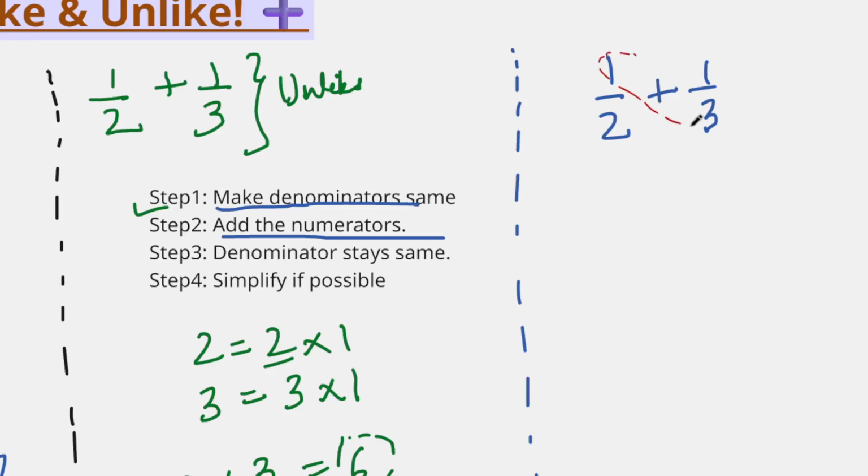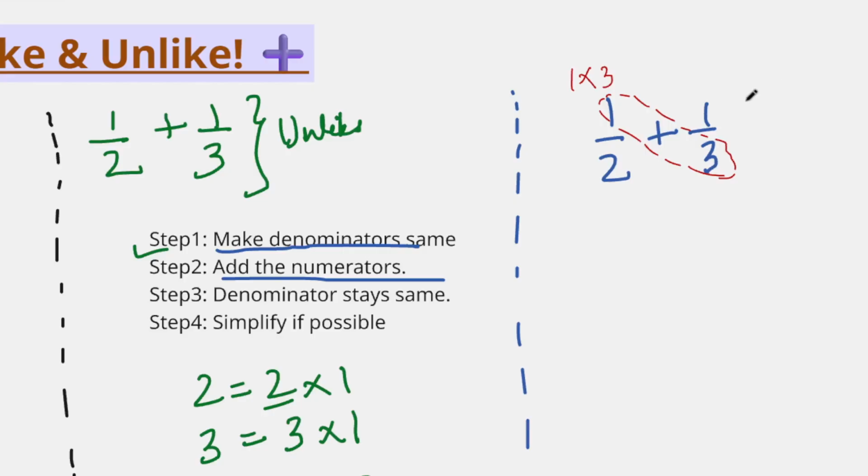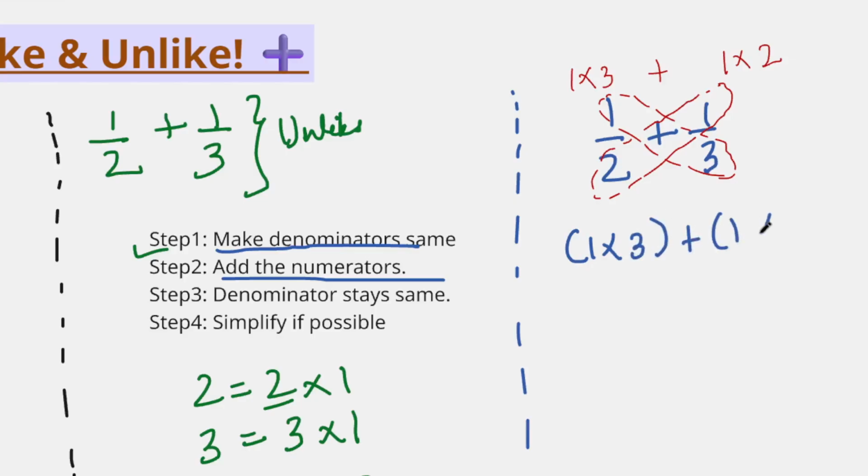We multiply these numbers. So the numerator of one fraction will be multiplied by the denominator of another fraction. The same thing will be followed next: the numerator of the other fraction will be multiplied by the denominator of the first fraction, and they will be added. Okay, let's do that. This will give you the numerator: 1 times 3 plus 1 times 2.